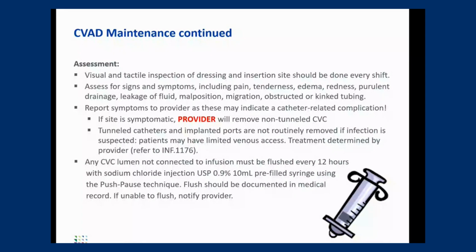Any central line port that's not hooked up to a continuous infusion should be flushed at least once a shift, and we recommend the push-pause technique. This is when you push 1 cc at a time. The reason for this is so that we can build up a little bit of turbulence in the catheter so that we don't have any of the fibrin adhering to the insides of the catheter.